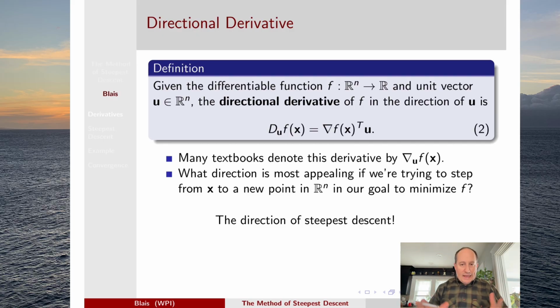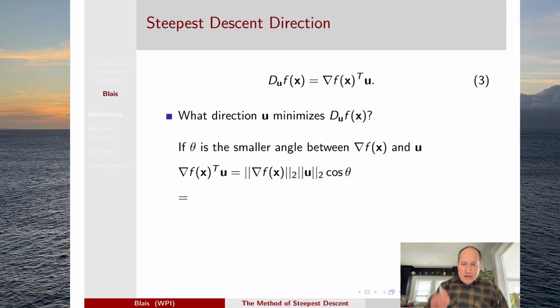So think about it like the case where you have f of 2 variables, and you can think of it like you're standing on the slope of a mountain, and you want to say, which direction should I go in to go down? Well, think of it like being on skis. One natural choice is to point your skis in the steepest downhill direction, the direction of steepest descent.